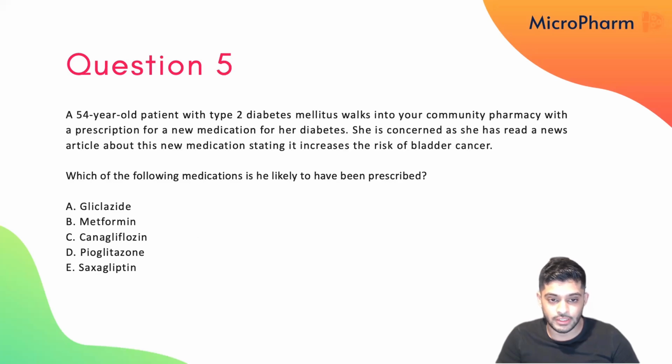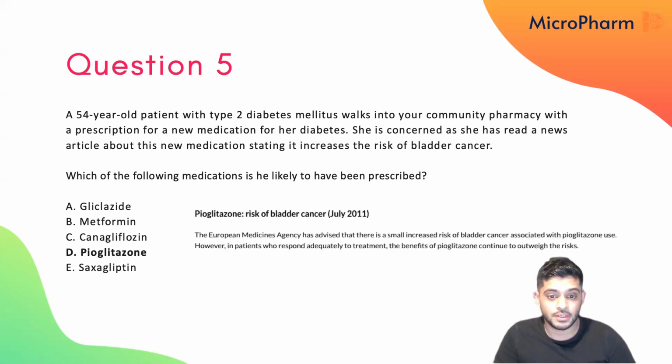Moving on to the next question, a 54-year-old patient walks into the community pharmacy. She's concerned because she's read a report that it can increase the risk of bladder cancer. Which of the following is this patient likely to have been prescribed? Okay, let's share the answers for this question.